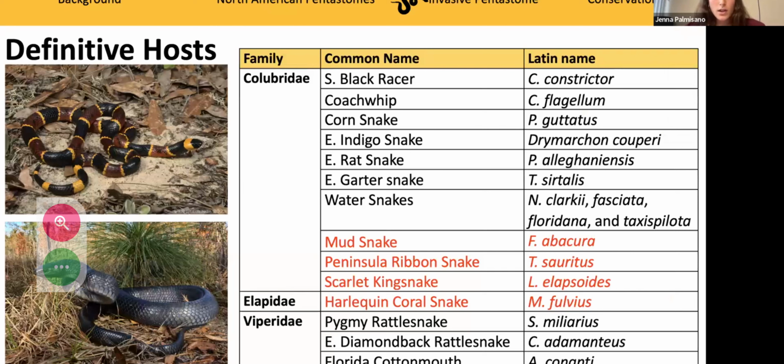So here are the documented snakes in Florida with infections. The ones in red are more recently found and not published just yet. And note that the federally protected eastern indigo snake has been found with infections, and there's further evidence. Dr. James Bogan, who I believe is on the call, is doing a lot of work looking at the prevalence in indigo snakes in Florida. And I think we're seeing quite a bit of infections in the indigo snakes. So definitely a cause of concern.